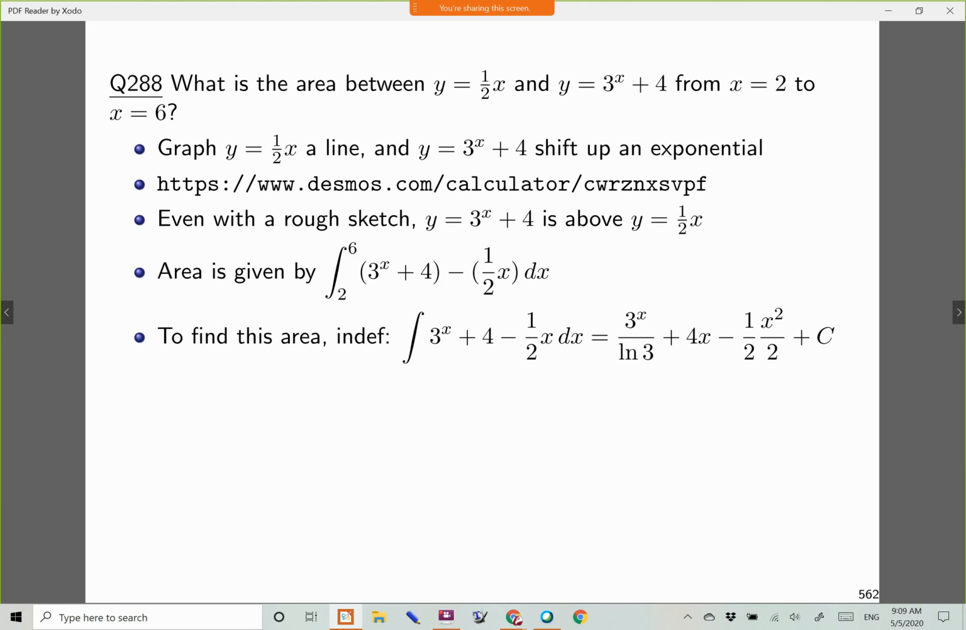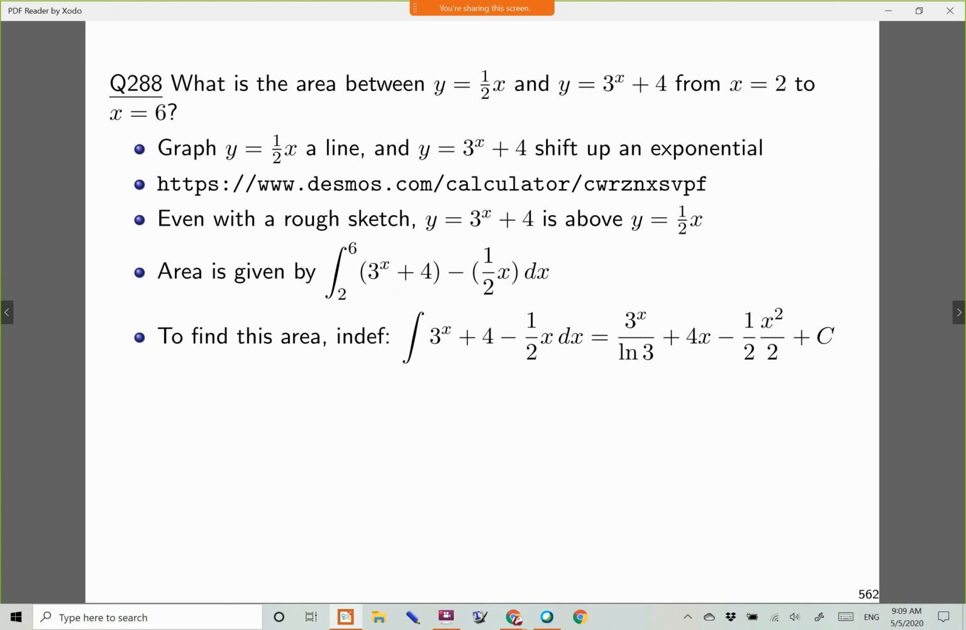This is an indefinite integral. You don't have to do any u substitution, anything like that. Just each one term at a time. Anti-differentiate 3 to the x, which becomes 3 to the x over ln of 3. For 4, its antiderivative is 4x. Copy the minus sign. To anti-differentiate 1/2 x, I copy the 1/2, and then the antiderivative of x is x squared over 2, and then there's a plus c here.